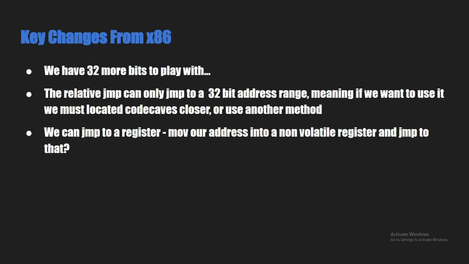You can perform an absolute jump in x64 and x86, so you can jump to a defined location, as we're going to do through one method. But if we want to perform a relative jump, we need to be a bit closer rather than further away. We can only jump within a 32-bit address range, meaning we must be located close to the function we're hooking. But what we can do is jump to an address stored in a register. If we move an address into a register and then jump to that, that's going to work perfectly fine, which is one of the ways we're going to do it.